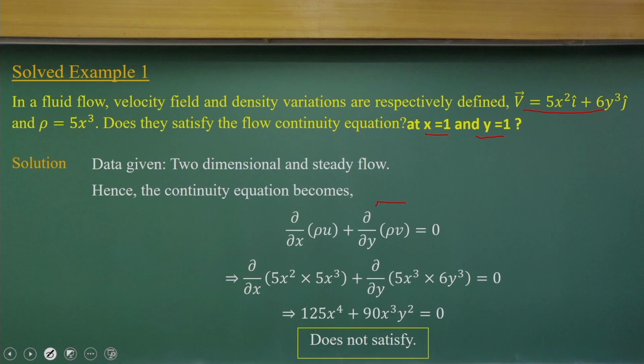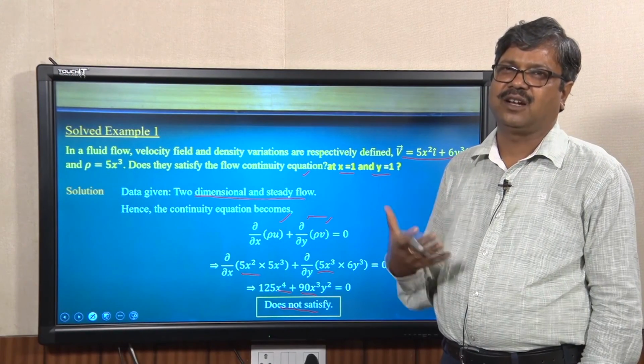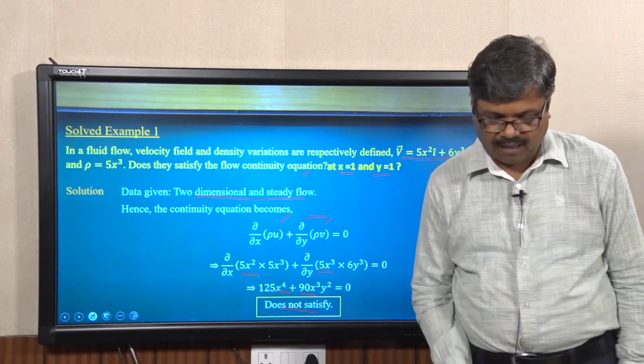So we can use the two-dimensional steady flow mass conservation equation with rho and u. If you substitute all these terms, you finally get this equation, and substituting x and y, it does not come to 0. That means it does not satisfy the equation. So, just to give you an idea, many times you can have analytical functions and check whether they satisfy the continuity equation or not.